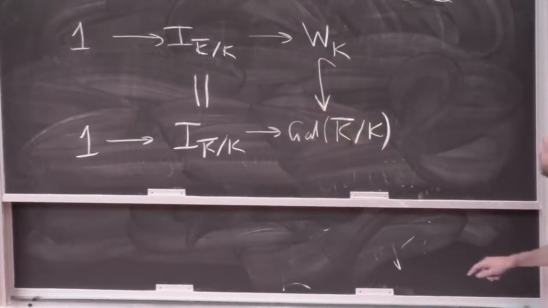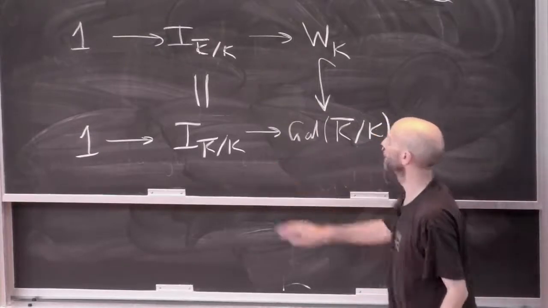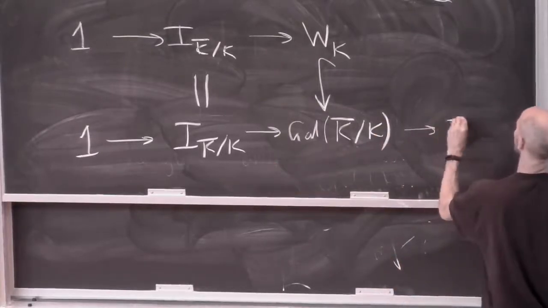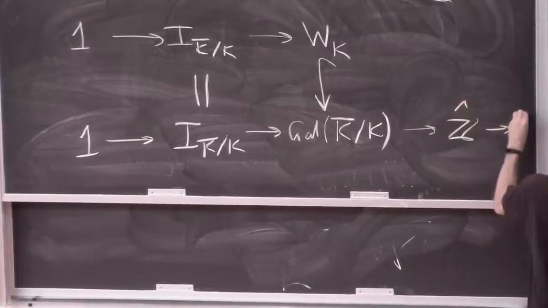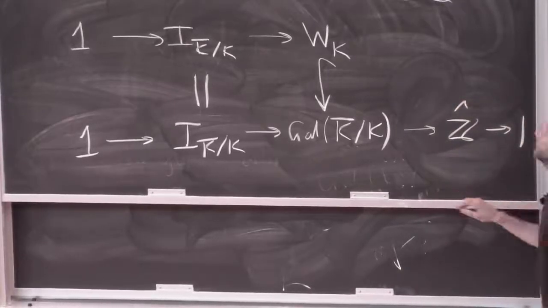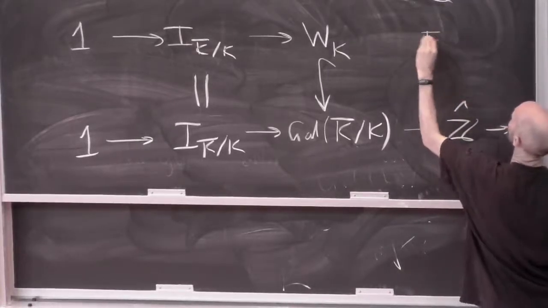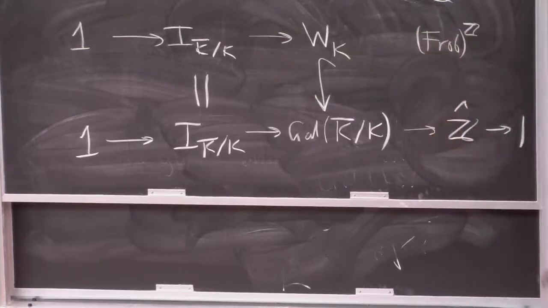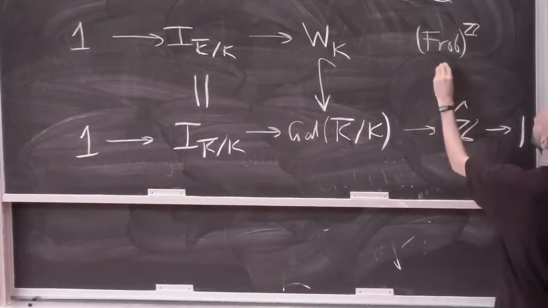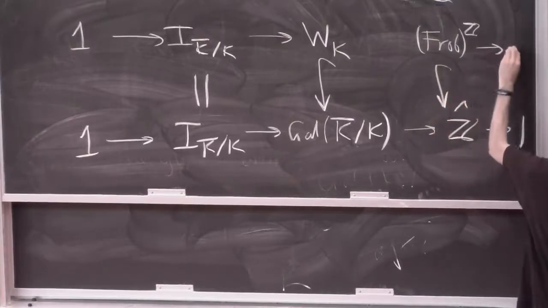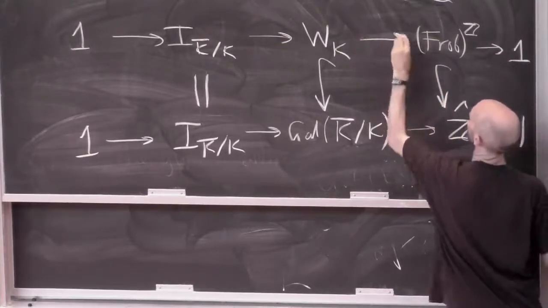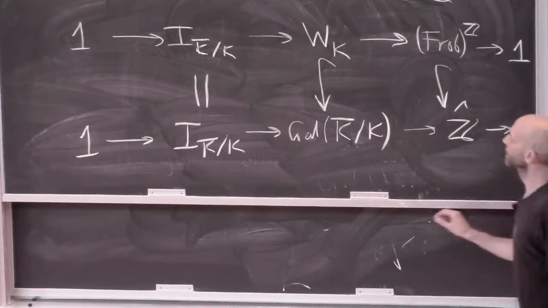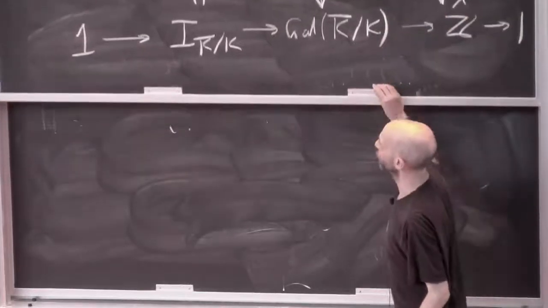What's happening is if I quotient out the Galois group by the inertia group, I get a Z hat. And now I've got this Frob to the power Z. This is a group isomorphic to Z, and that lives in there. And I'm going to put 1 here. And now I can kind of glue everything together there. So that's a rather informal definition.